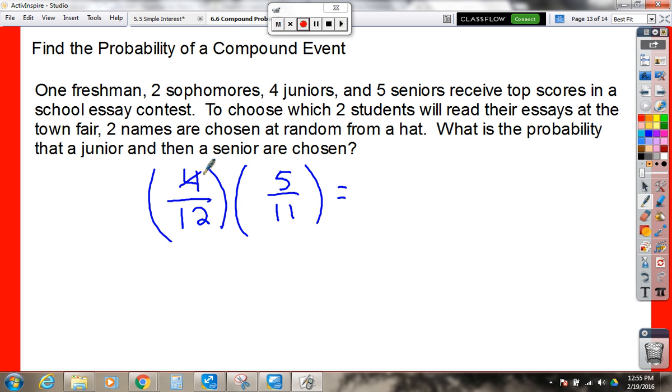I'm going to simplify before I multiply. And you get 5 out of 33.